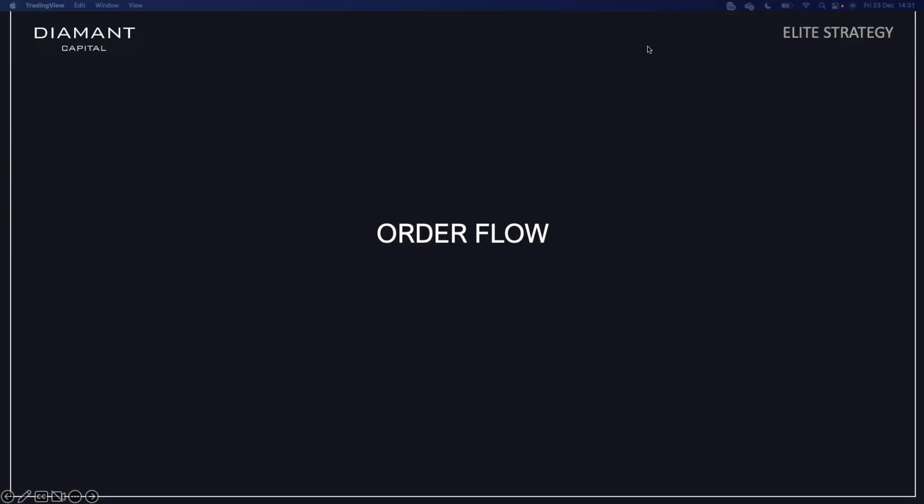In this one, we're going to be focusing on just order flow. Now, when it comes to order flow, there are a few things I'm going to mention in terms of rules, but pretty much this is going to apply generally to the lower time frame and also the higher time frame as well. So I'm going to get straight into it.